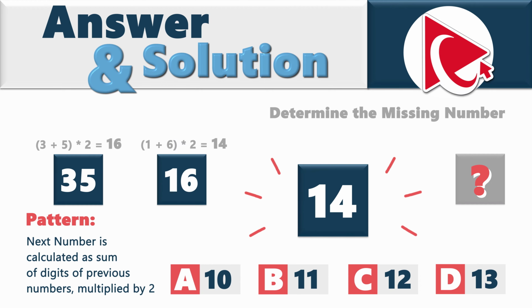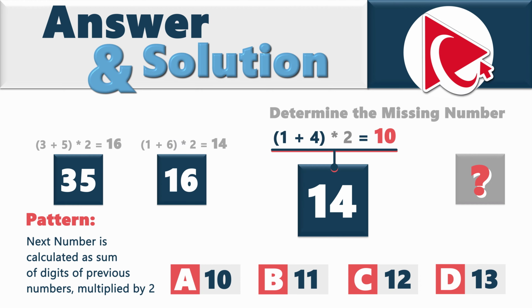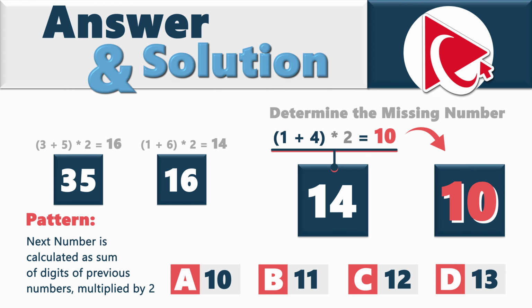So to calculate the missing number, we need to add 1 and 4 and multiply by 2. 5 multiplied by 2 equals 10, so the correct answer here is choice A, 10.